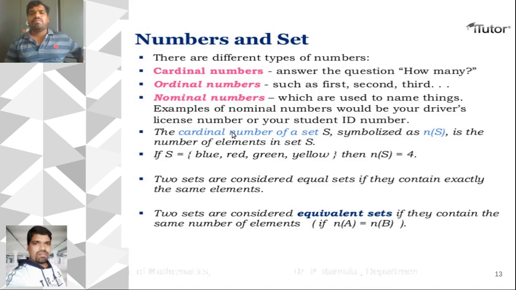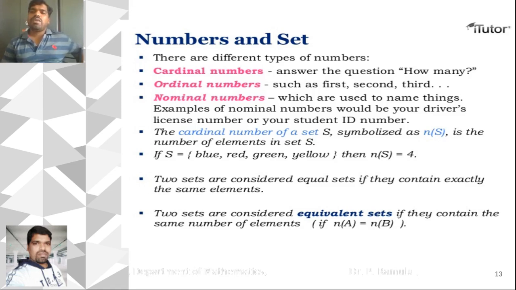Numbers and sets. There are different types of numbers. Cardinal numbers answer the question how many. This is cardinality. If S is equal to {1, 2, 3, 4, 5}, we write the number of elements of S. The number of elements of a set is usually called cardinality. Cardinal numbers are nothing but how many elements.